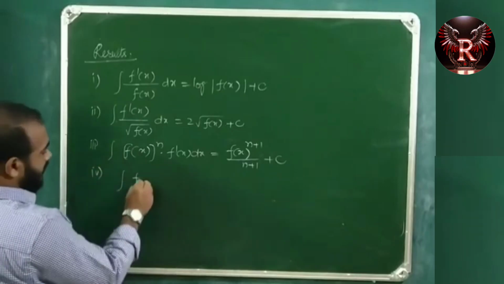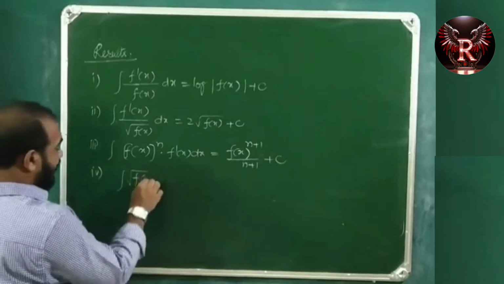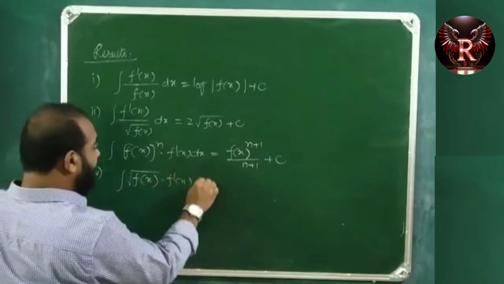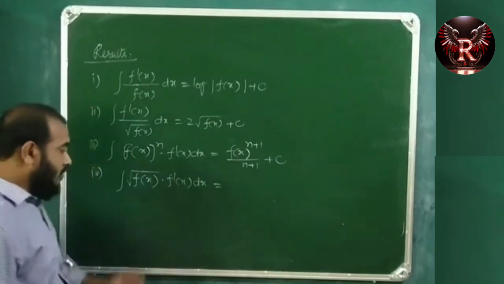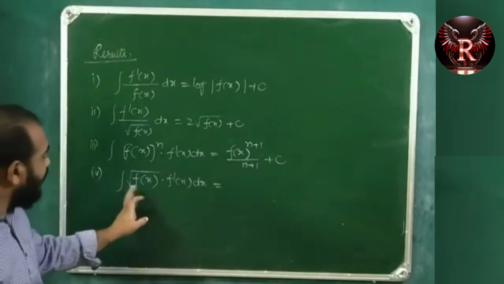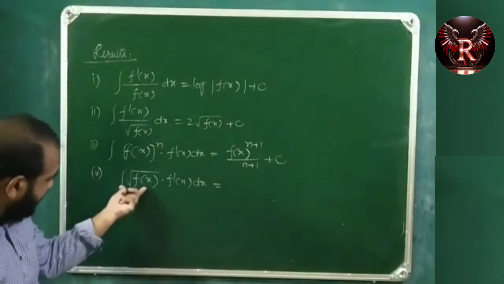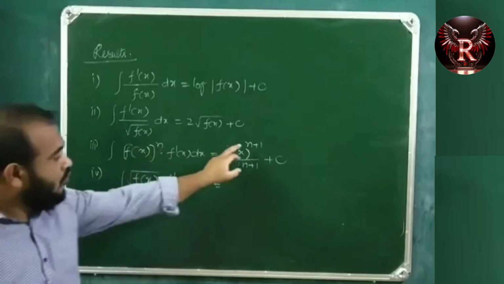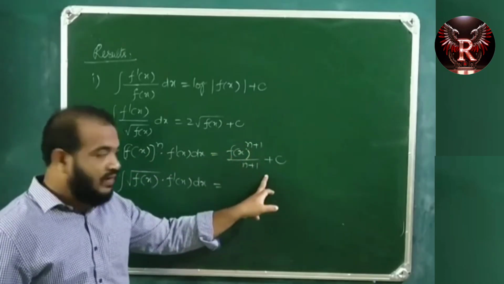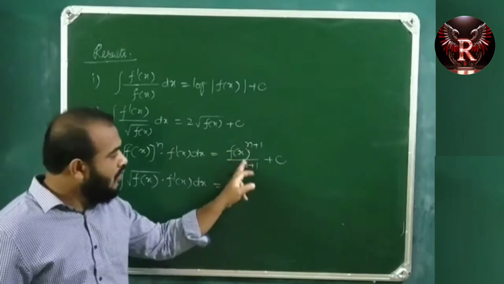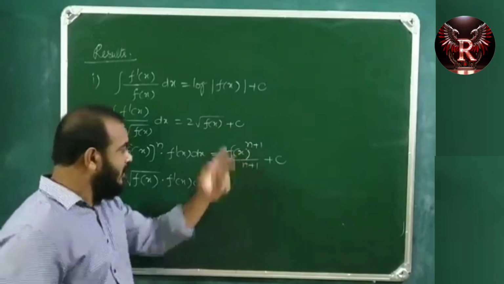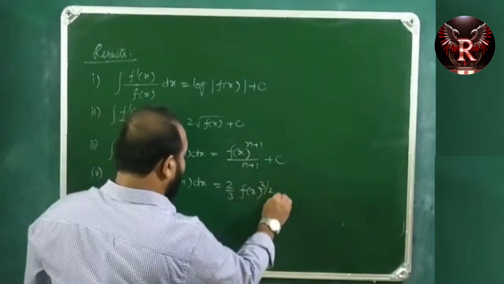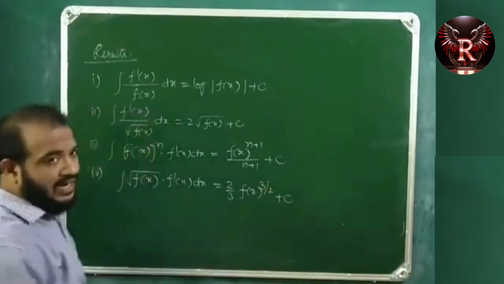Integral root f(x) into f'(x) dx is equal to, so root f(x) can be written as f(x) whole power 1 by 2. So this is just an application of this, with 1 by 2 in the place of n. So 1 by 2 plus 1 is 3 by 2, and 1 by 3 by 2 is 2 by 3. So 2 by 3 f(x) whole power 3 by 2 plus constant of integration c.